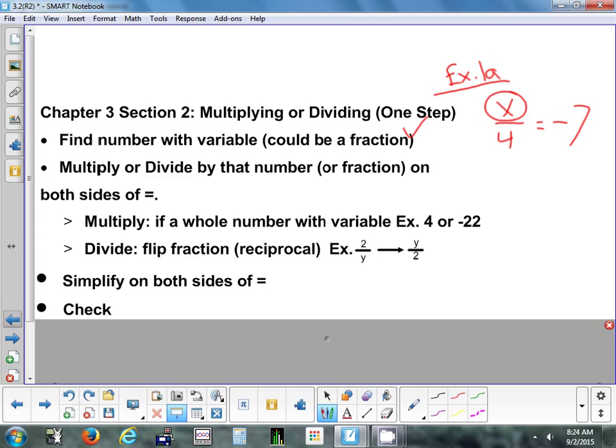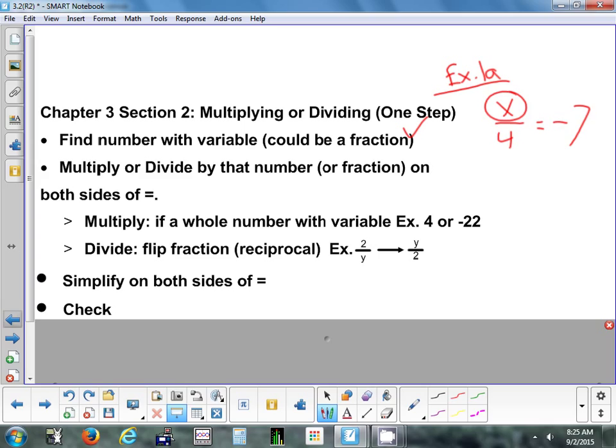Division. Now remember, something over something represents division. So think back to yesterday. When we had addition, how do we get rid of it? Subtraction, right? When we had subtraction, how did I get rid of it? Add, right? Those things are opposites.